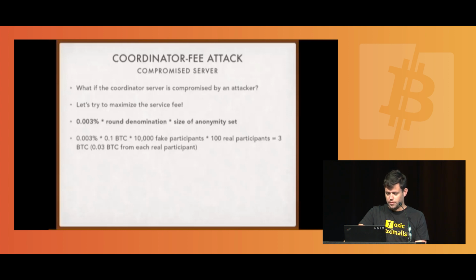This will probably fill an entire SegWit block, but it's possible. And you would use, let's say, out of the 10,000, 100 would be real, and then you end up with something like 3 Bitcoins that you can gather, which is 0.03 from each real participant. And remember that the default denomination is 0.1, so that's like 30% of what you put in, you actually pay as a fee.